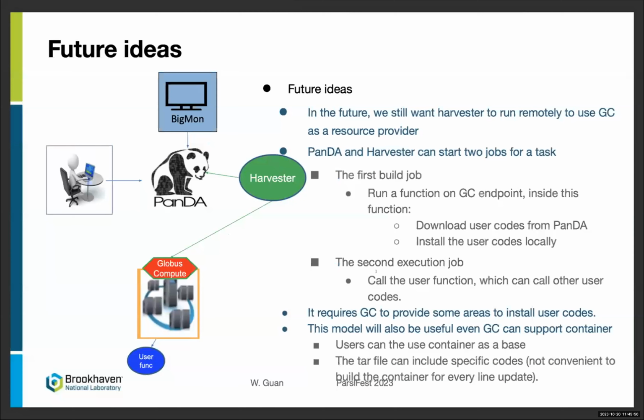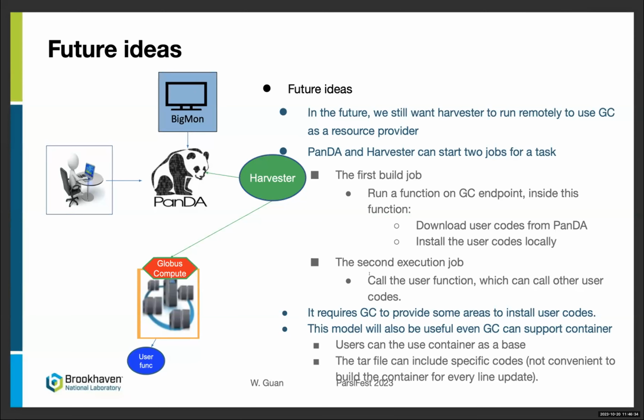In the future, we still want the Harvester to run remotely to use Globus Compute as a resource provider. So we came up with some new ideas. In this way, PanDA and Harvester can start two jobs for a task. The first is the build job. The build job will run a function on the Globus endpoint. Inside the function, it will download the user code from PanDA and install the user code locally on the GC endpoint.